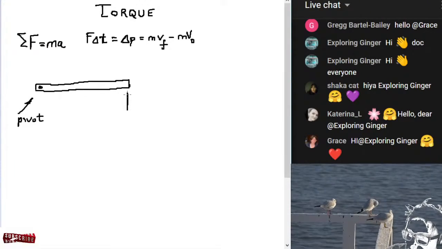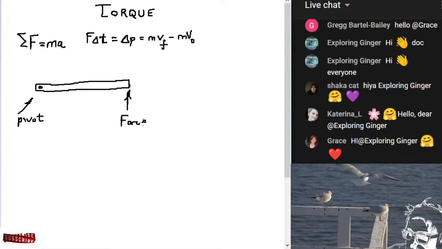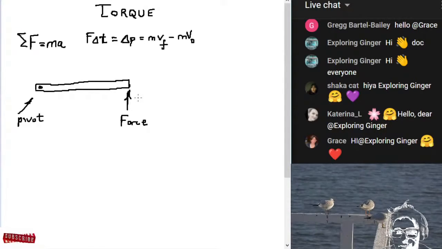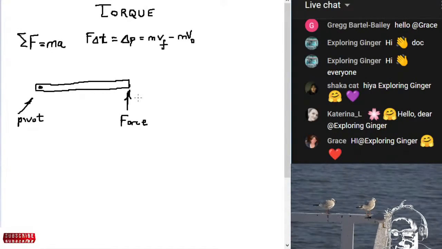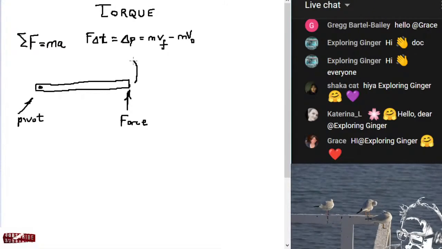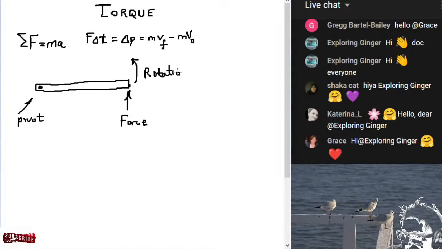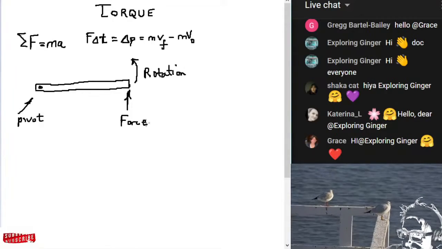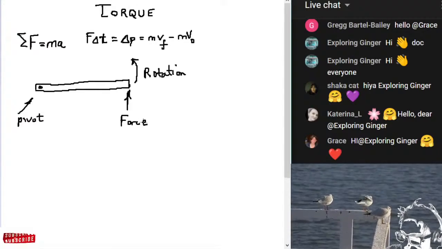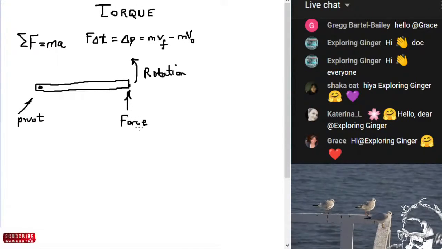So what happens if we apply a force to this end of the wrench, away from the pivot point? What's going to happen? Like you all know, just from life experience, this thing is going to rotate, right? It's going to cause a rotation. So if the force is trying to cause a rotation or does cause a rotation, we call it a torque.